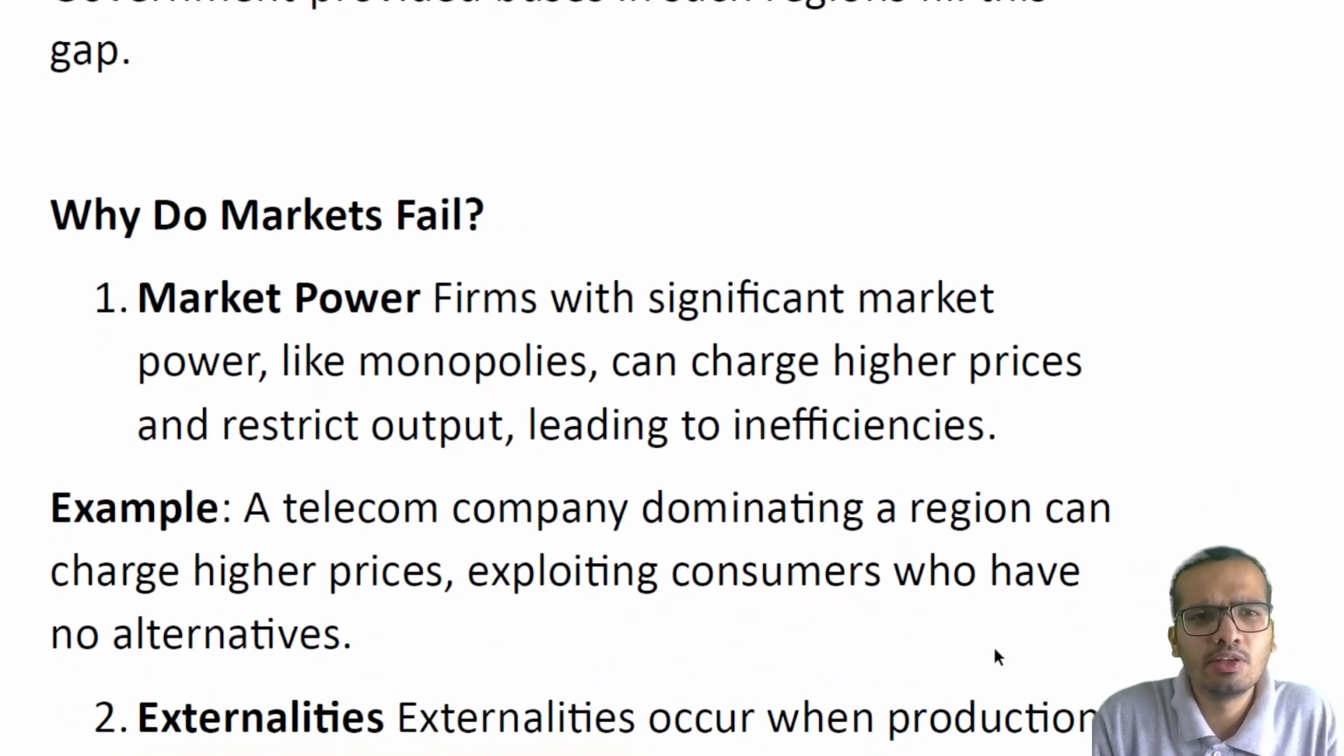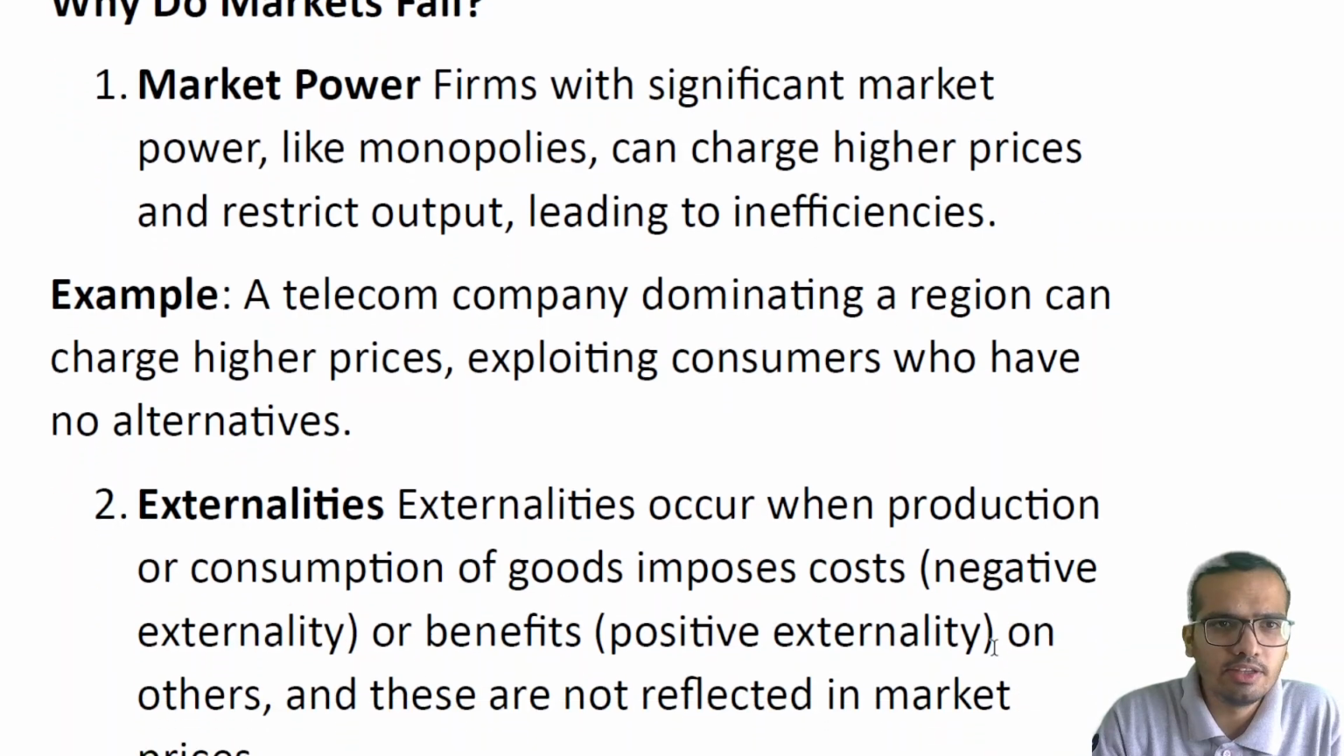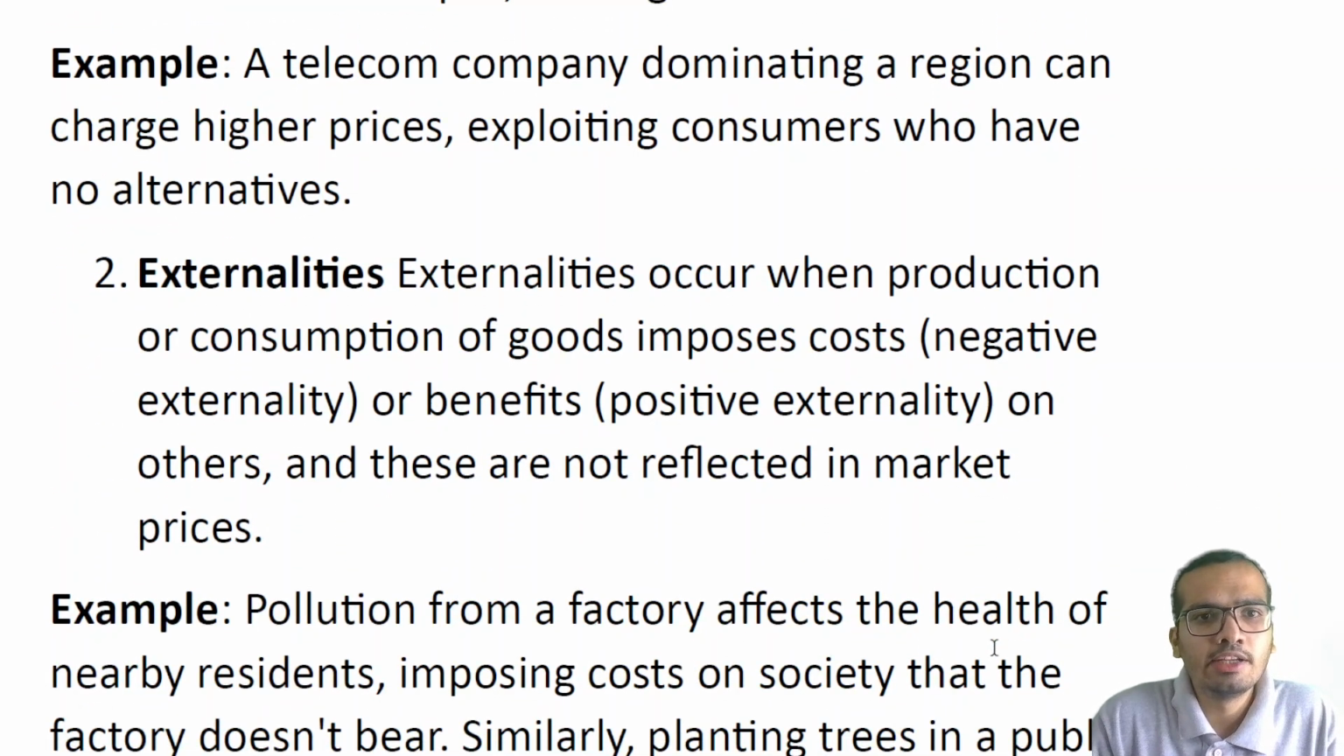Then you must be thinking, why does the market fail? So here are some theories for it, with examples also. First, market power. Firms with significant market power, like monopolies, can charge higher prices and restrict the output, leading to inefficiencies. A classic example could be a telecom company dominating a region, which can charge higher prices, exploiting consumers who have no alternatives. Then the second reason could be externalities.